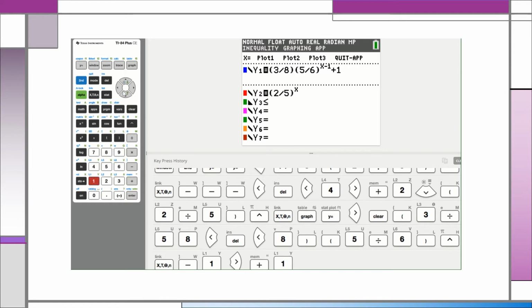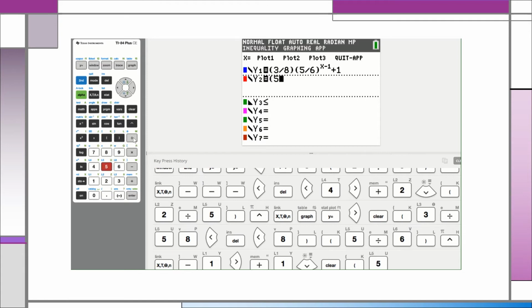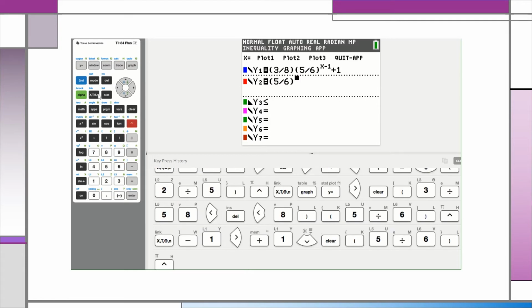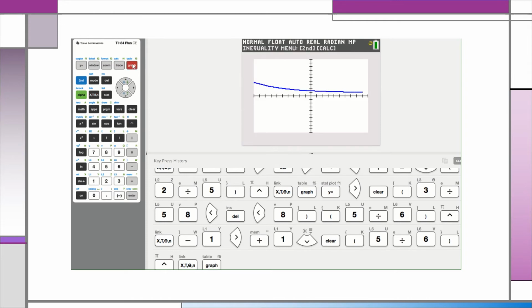Let's change the base function in y2 so we can compare the two together. I always like to do that to get some kind of comparison. I'm going to put 5/6, again in parentheses, raised to the power of just x, and that's going to show up in red. Let's take a look at our graphs. Here comes our blue. Now I can see how it's been compressed, pushed down versus the red.